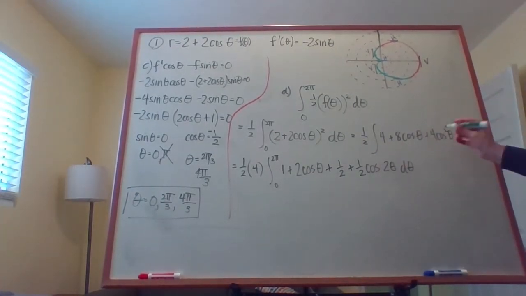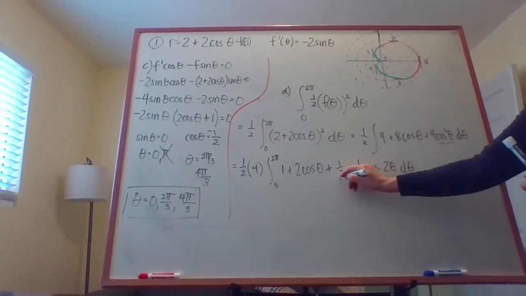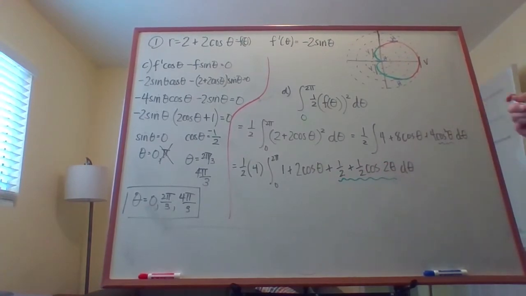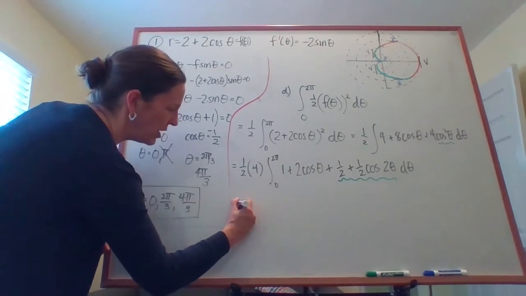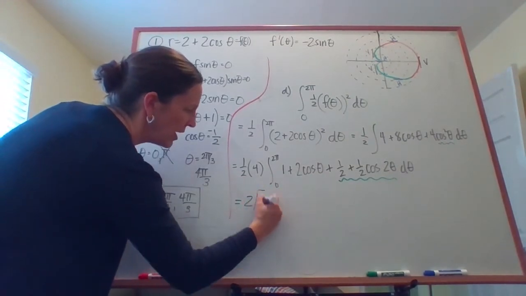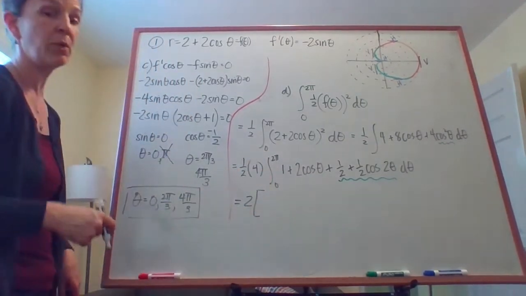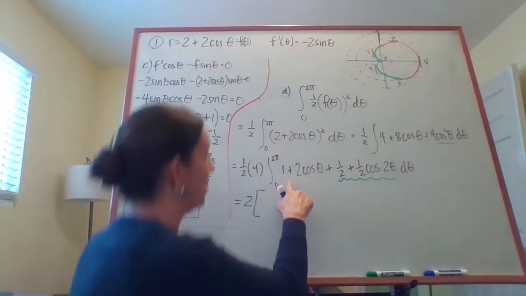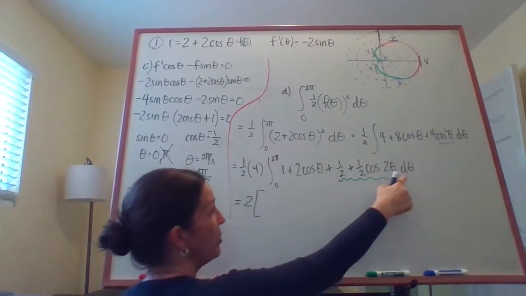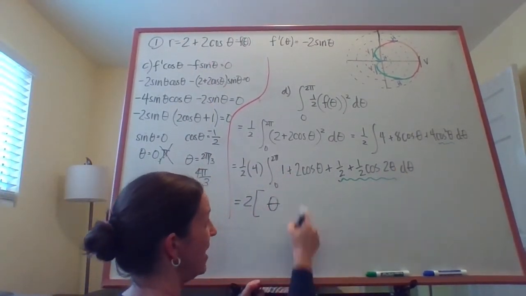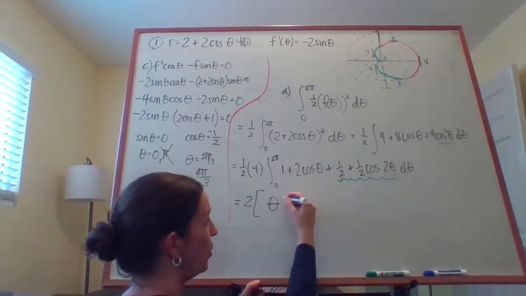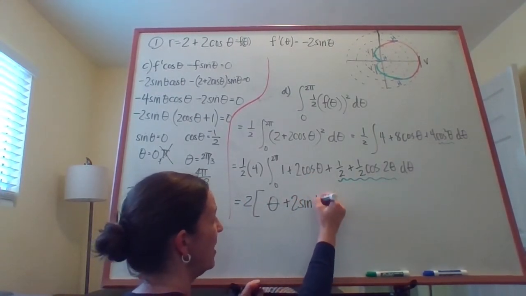Okay, so we made a substitution for the cosine squared with the 1/2 plus 1/2 cosine 2 theta. Now I'm ready to integrate. Half of 4 is 2. I'm no longer going to write my integral symbol because I'm going to take the antiderivative here. Antiderivative of 1, if I'm doing everything with respect to theta, is theta. The antiderivative of 2 cosine theta is 2 sine theta.